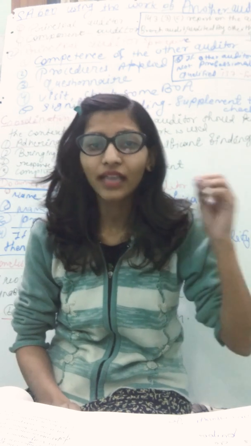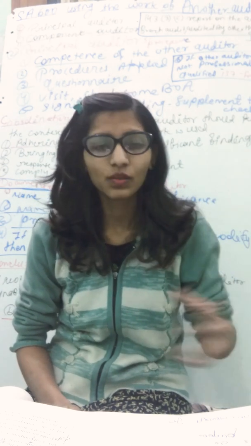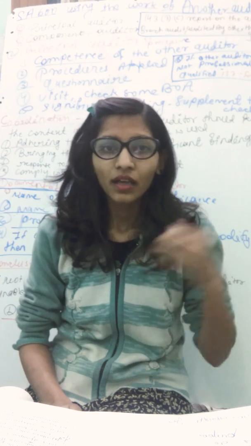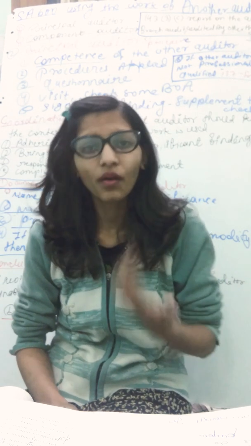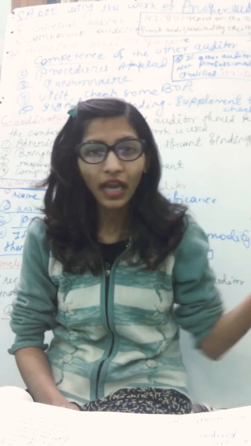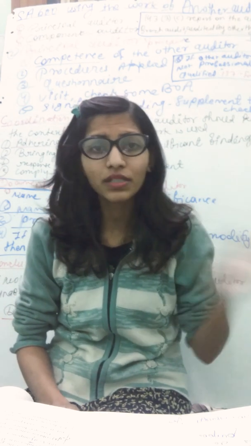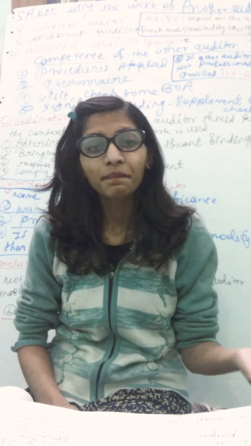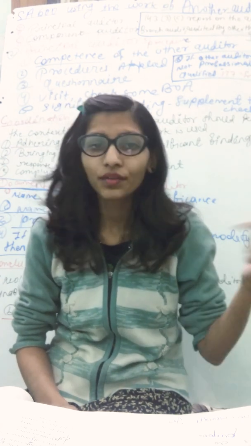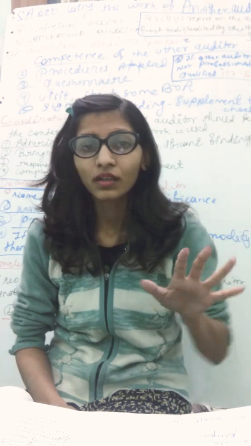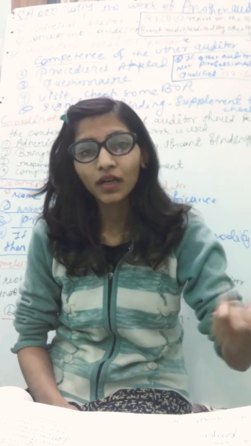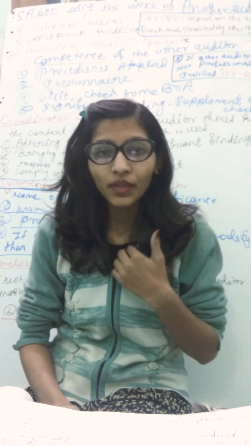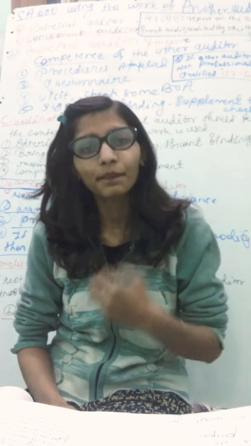For example, if an entity has many divisions, many branches, many subsidiaries, then as the principal auditor, we do the audit of the entity, not all the branches, not all subsidiaries, not all divisions. So we use the work of the auditor of that subsidiary, branch, or division. The auditor of the subsidiary, branch or division is called the component auditor. So we, the principal auditor, use the work of the component auditor.